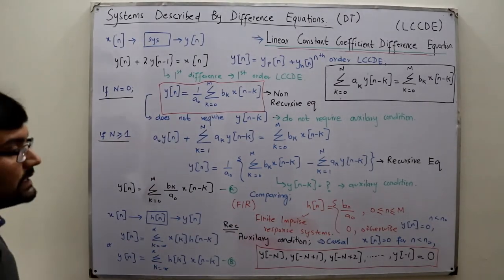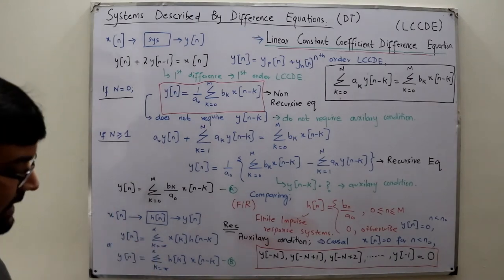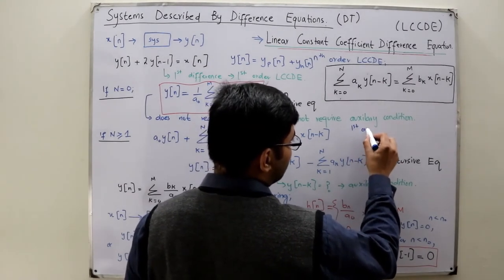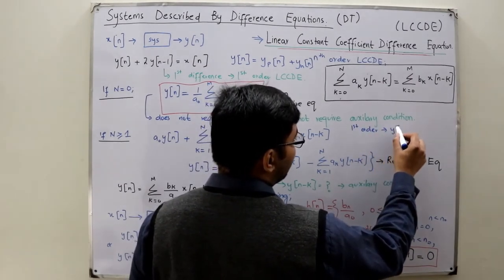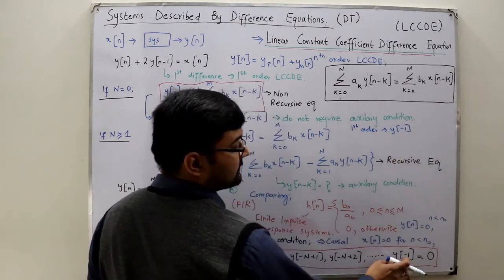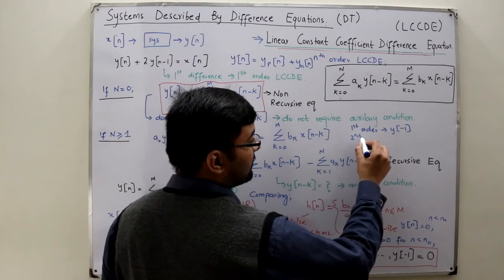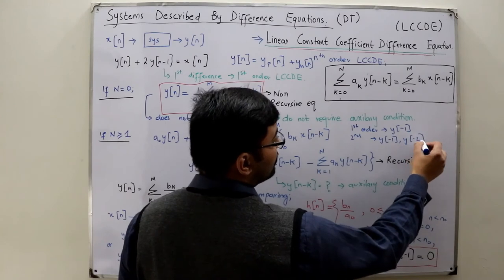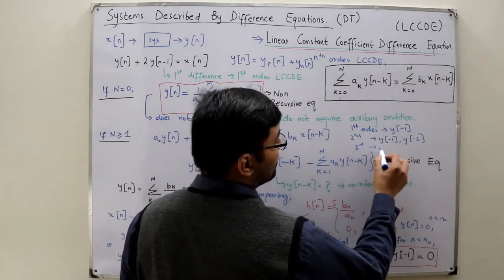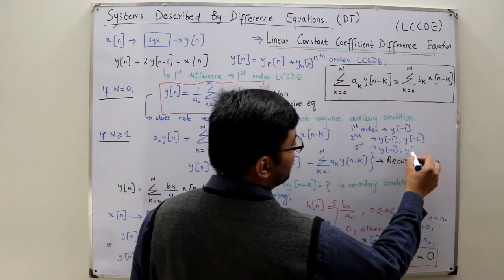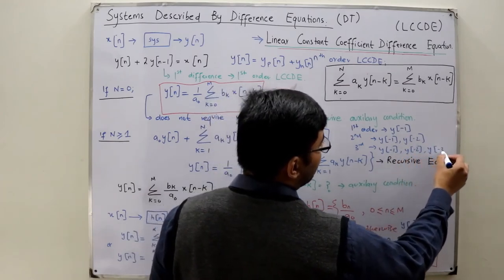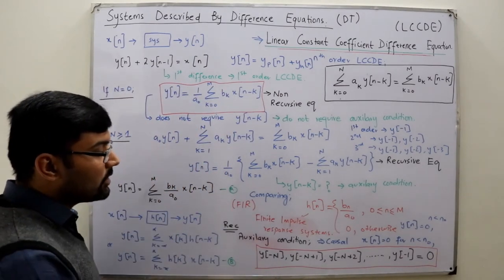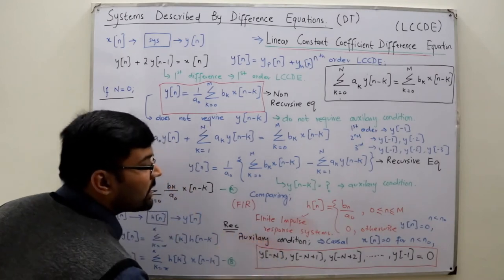And you can see simply that if you have a first order equation, I would write it over here, you will only require y of negative 1. If you have a second order, you would require both y of negative 1 and negative 2. Third order, y of negative 1, negative 2, negative 3. And similarly for the nth order, you would have to go till y of negative n.